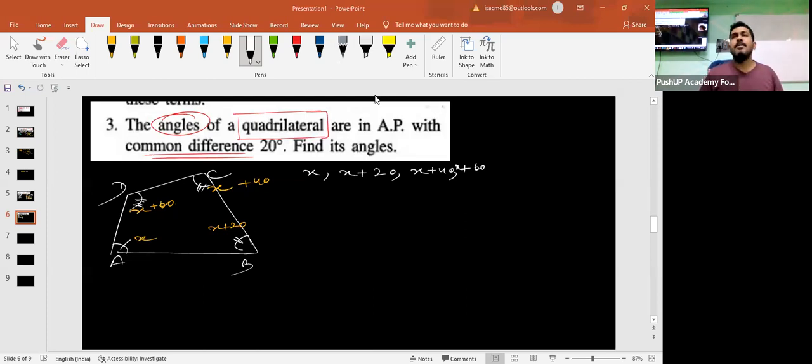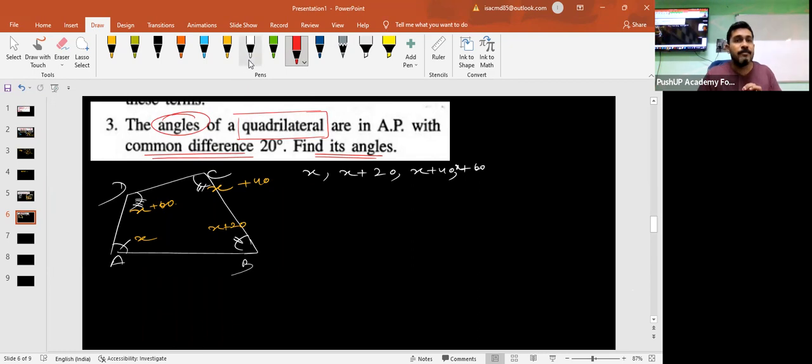Okay. So now, I hope this part is clear. If you notice, what is the difference of the second and the first angle? 20 degree. Third and the second angle, 20 degree. Fourth and the third angle, it is 20 degree. Now, how to further solve the sum? They are asking you to find its angles. That means angle A, angle B, angle C, and angle D have to be found.